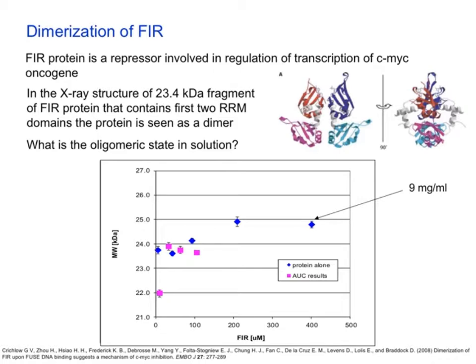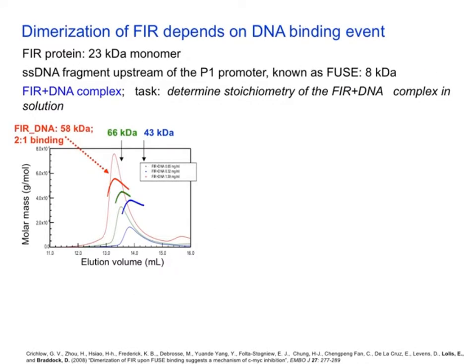As illustrated in this graph, in pink are the results from AUC analysis, while in blue are the results from SEC-MALS analysis. As we can see, both technologies observed mainly the monomeric form of FIR, with the difference being that AUC analyzed the protein only up to 2.5 mg per ml, while by SEC-MALS analysis we reached almost 10 milligrams per milliliter. However, even at this very high protein concentration, the major component is a FIR monomer.